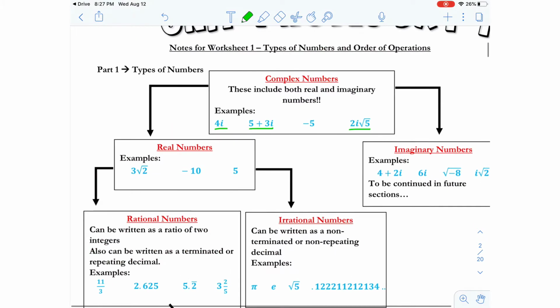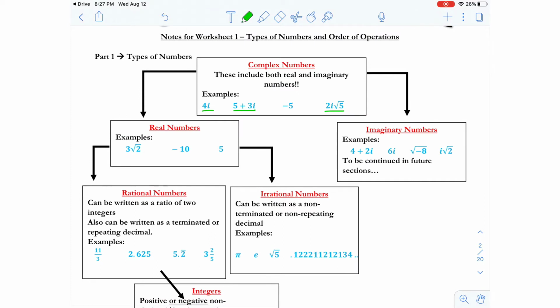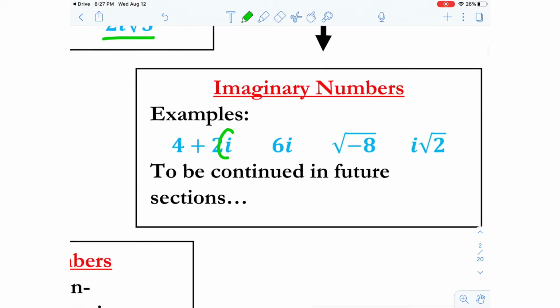So with that said, from complex numbers, we either have real numbers or imaginary numbers. They cannot be both. You cannot be real and imaginary at the same time. It is one or the other. So imaginary numbers, as I said, they have to have that i. Now, one of these examples doesn't have an i.